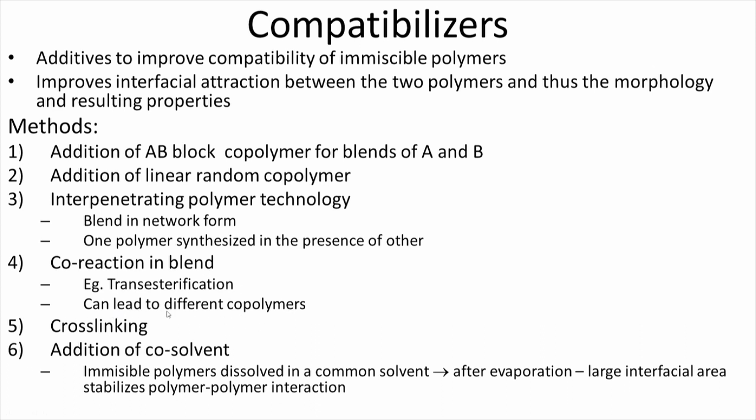Or we can do cross linking, we have two polymers, then I use glutaraldehyde or some other cross linking agent, so that there is a fixed covalent bond formed between the polymers. Addition of co-solvent. So what you do is, immiscible polymers dissolved in a common solvent, after evaporation large interfacial area stabilizes this polymer interaction, that is called the addition of co-solvent. So many methods are there, they are all called compatibilizers to improve the mixing or blending of two polymers.